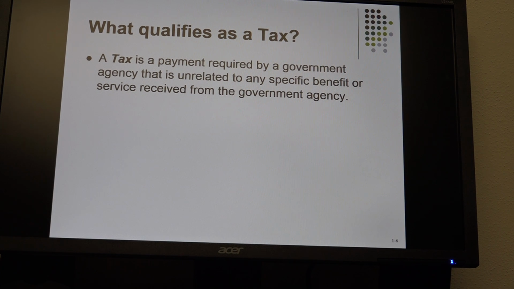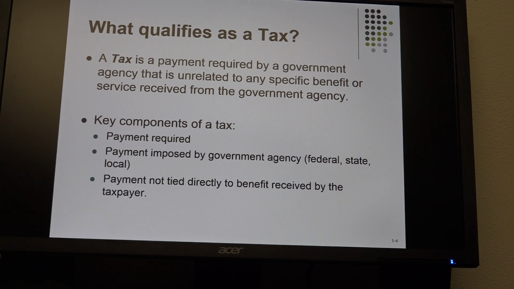And so taxes are different from fees. They're different from penalties as well. So the key components of a tax are that a payment's required, the payment's imposed by some governmental agency. We focus mainly on federal agency here, the IRS, and payments not directly tied to a benefit received by the taxpayer. So you've got those three components.